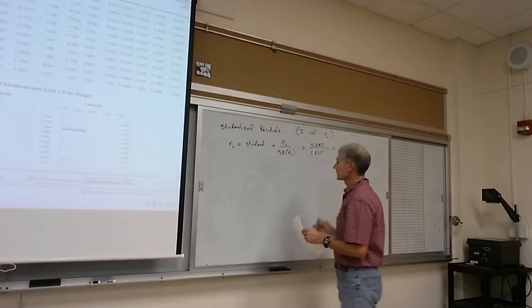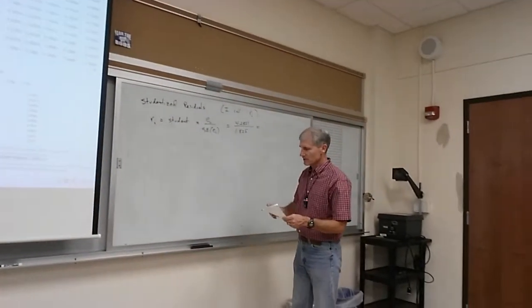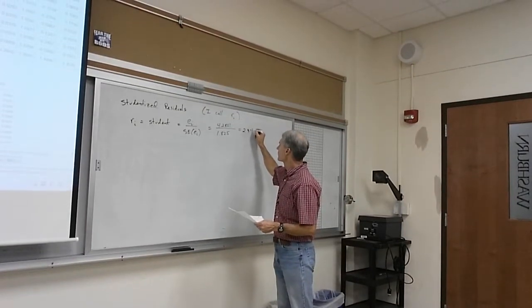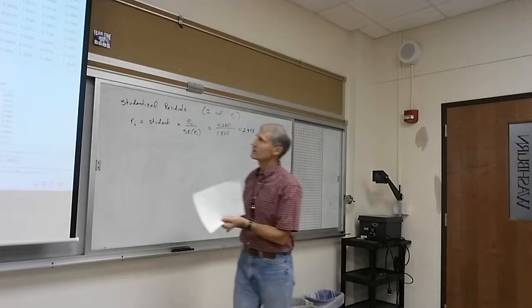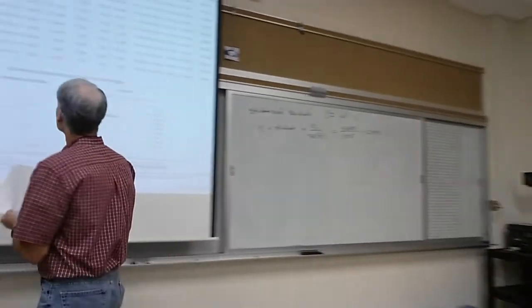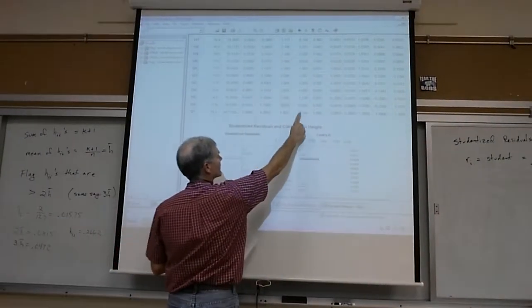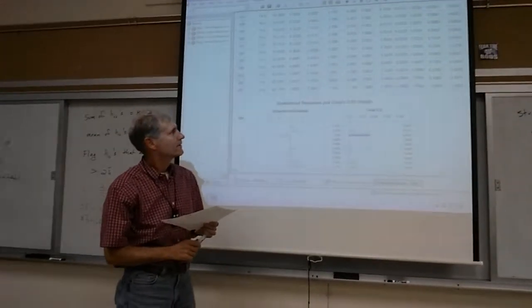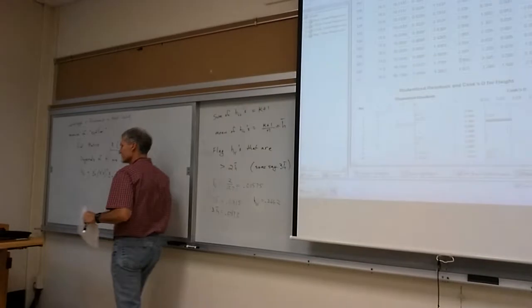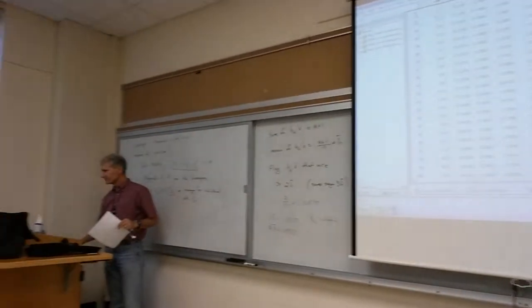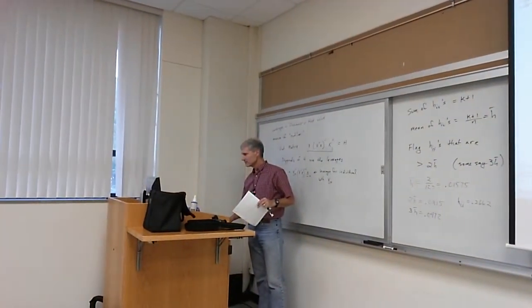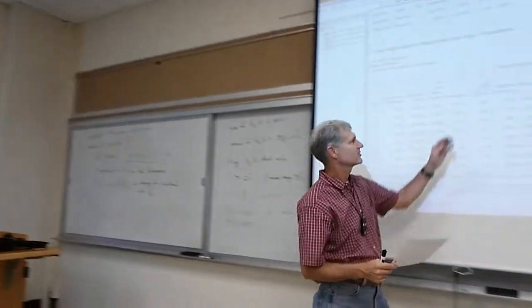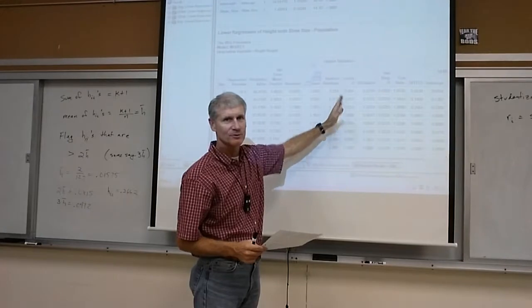Do that, and you get 2.348. Okay? Now, do you see that number on this row? Right there, the one just to the right. If I page up, that's the student residual. SAS calls that the student residual.